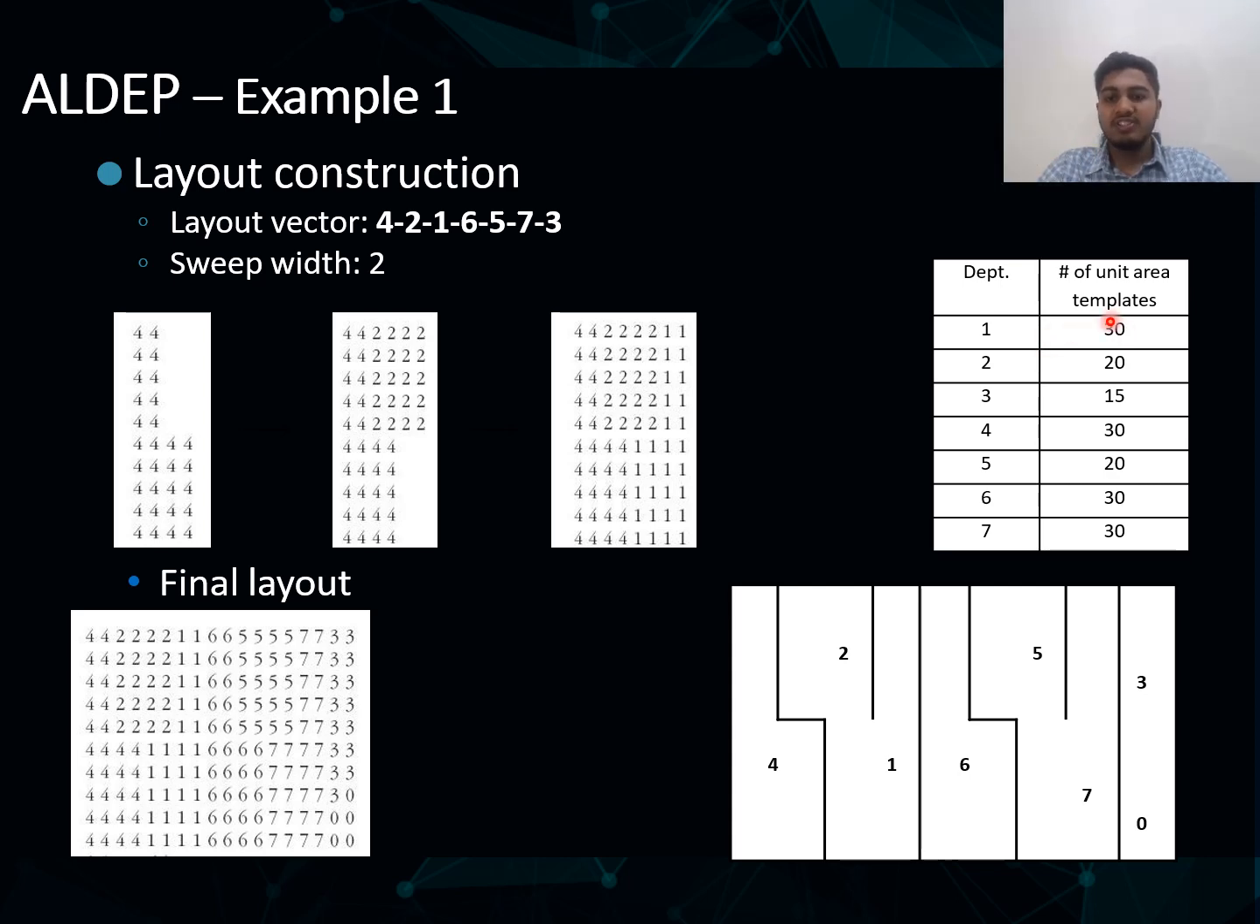Department 1 is 30, department 2 is 20, 3 is 15, 4 is 30, 5 is 20, 6 is 30, 7 is 30. So the final layout is here, and the layout vector is given here: 4, 2, 1, 6, 5, 7, 3.